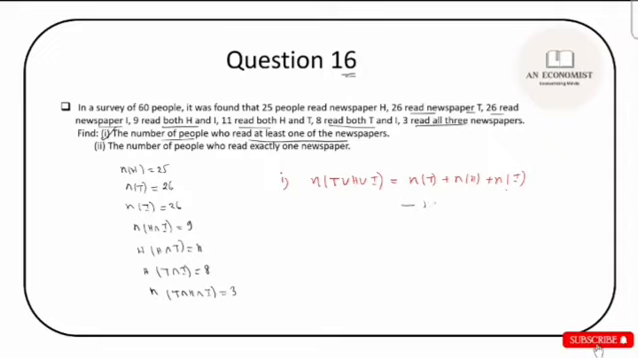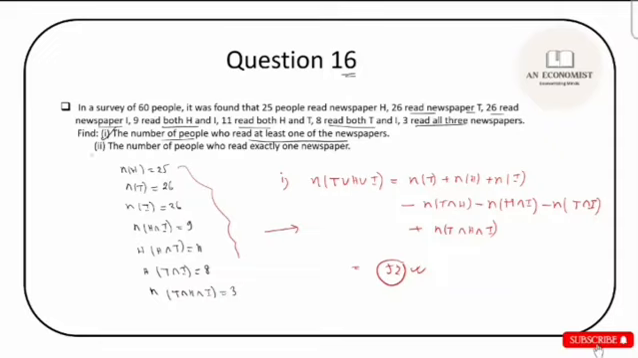minus N of T and H, minus N of H and I, minus N of T and I, plus N of T and H and I. Now just put in the values. We know every value. Just put in here and you will get the answer to be 52. Please verify this. You just have to substitute these values and the answer will come out to be 52.